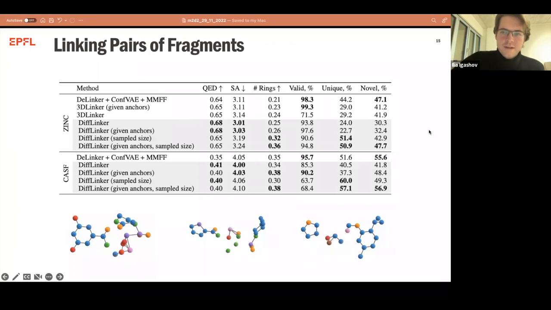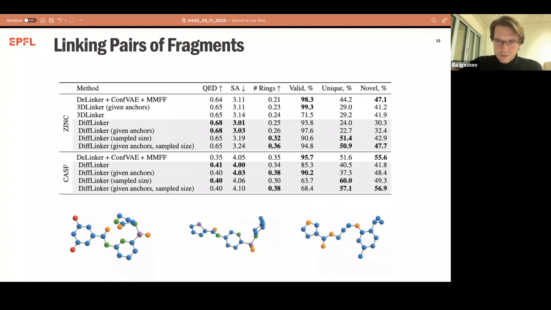In this table, there are results of DiffLinker on ZINC and CASF datasets that consist of pairs of fragments. And here the nice thing is that if we look at uniqueness and novelty, we can say that sampling the size expectedly increases these numbers quite a lot. But it's also another option to increase the diversity of the generated molecules, of course.